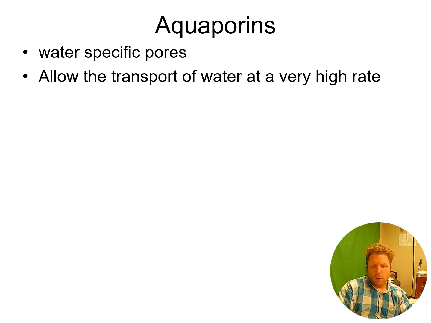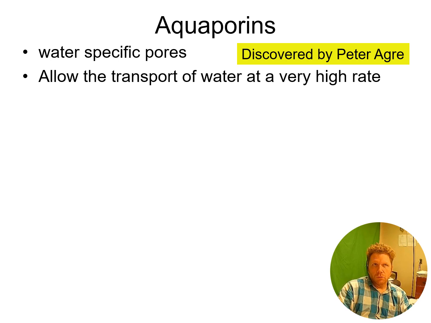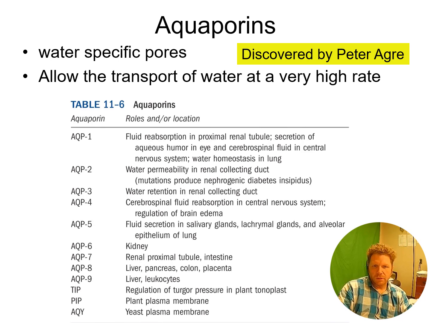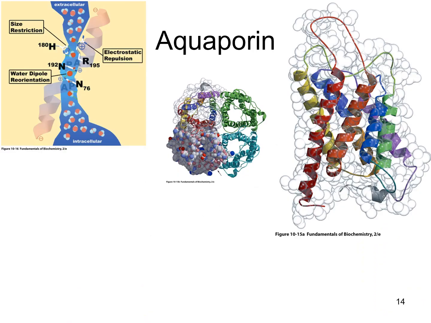Now, aquaporins are very abundant. So this is just a list of aquaporins in different cell types and organisms that they're found in: yeast plasma membrane aquaporin, plant plasma membrane, liver, kidney. All these aquaporins do different things. Now, when we look at the structure of an aquaporin, it's a series of alpha helices.